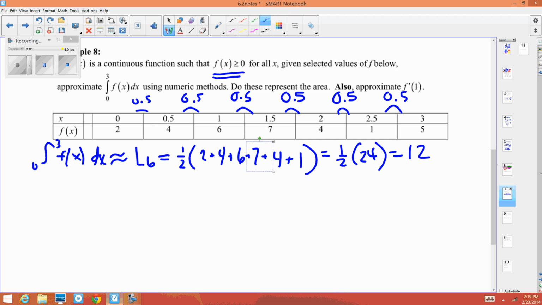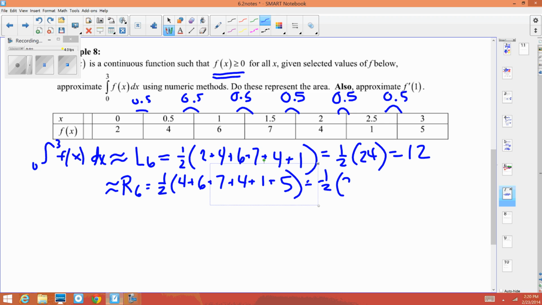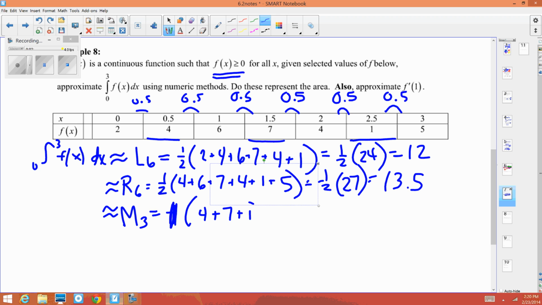Or we can approximate it by right-handed intervals. That would be 1/2 times, this time, 4 plus 6 plus 7 plus 4 plus 1 plus 5. If you add that up, 27, and so that would be 13.5. Or you could approximate it with a midpoint, but this time we could only use 3 subintervals, because these would be the midpoints here. So this time it would be 1 times 4 plus 7 plus 1, which equals 12.